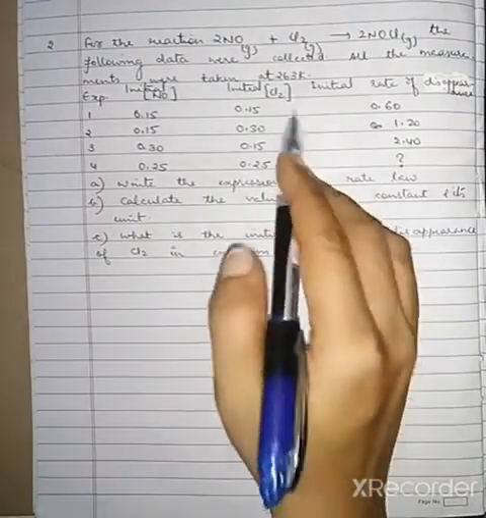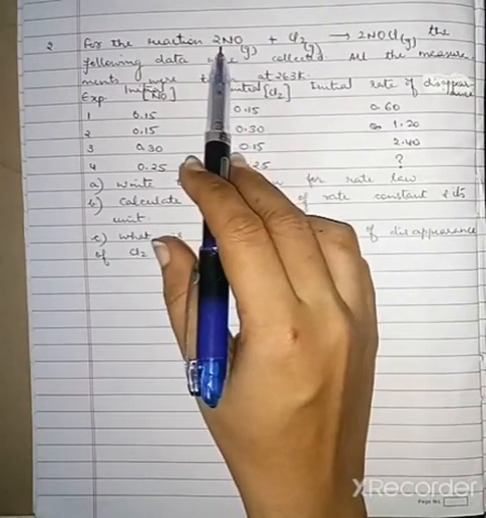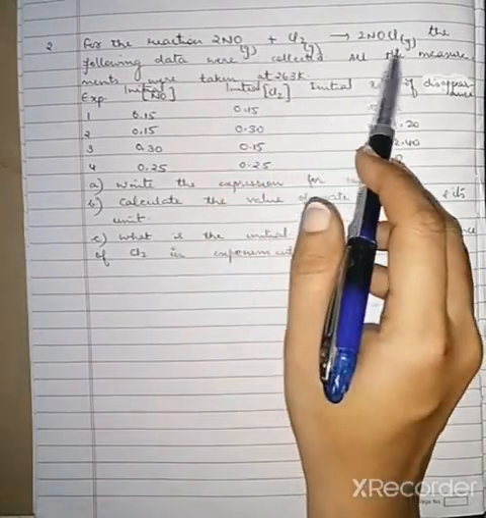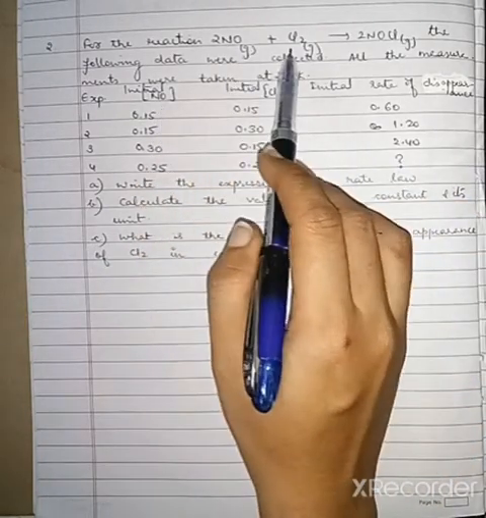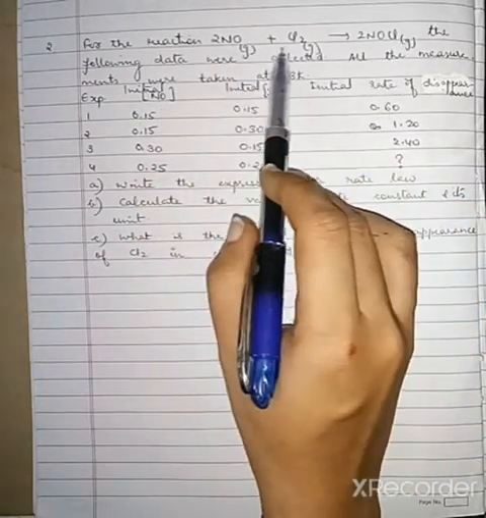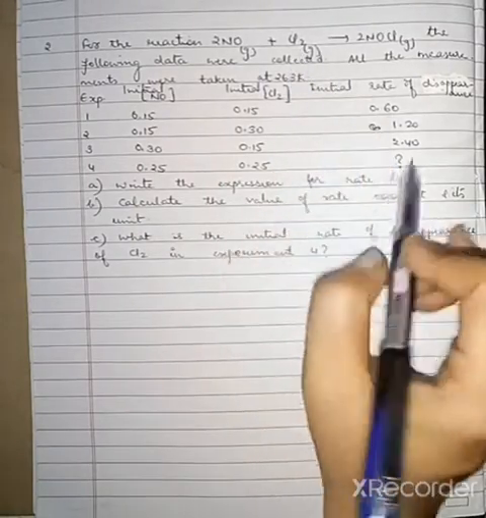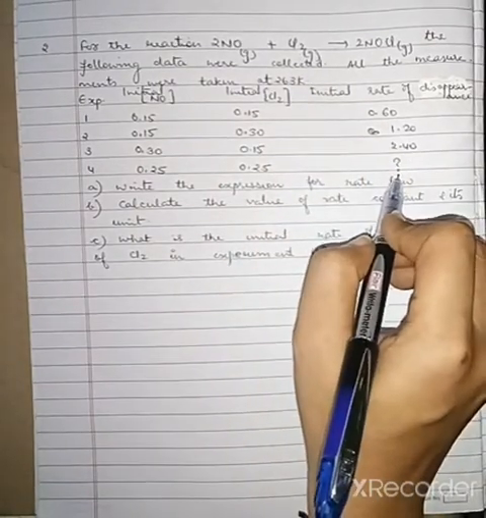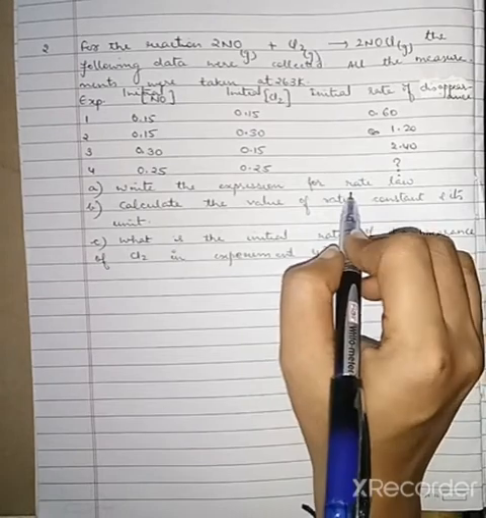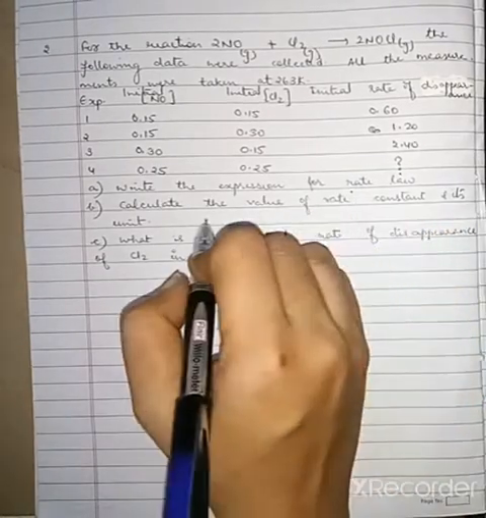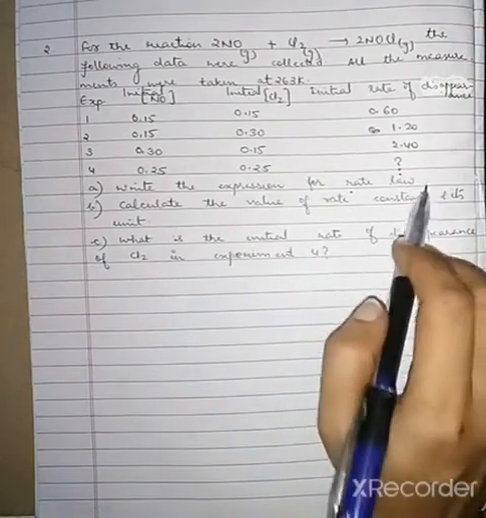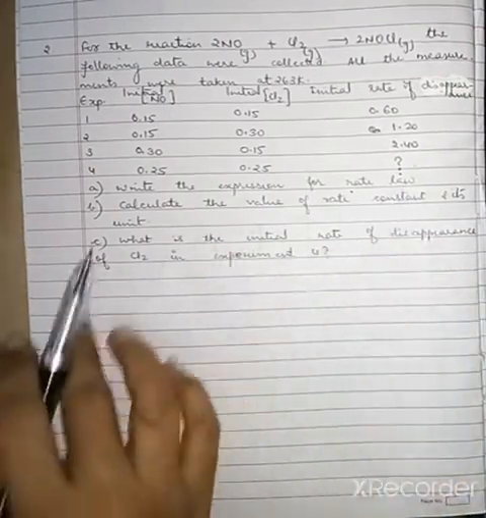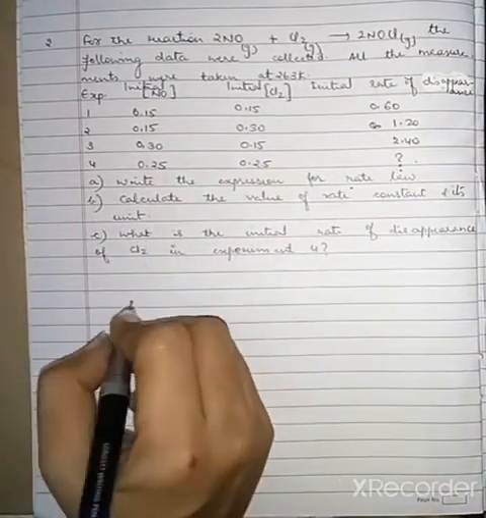Now the second question is, you have the reaction in which NO reacts with Cl2 to give NOCl. Data are given, but here the initial concentration of NO and Cl2 is given and the rate of disappearance of Cl2 is given. In the fourth experiment the rate is not given. We have to write the rate law expression, find the value of the rate constant, find its unit, and also find the initial rate of disappearance of Cl2 in experiment number 4.